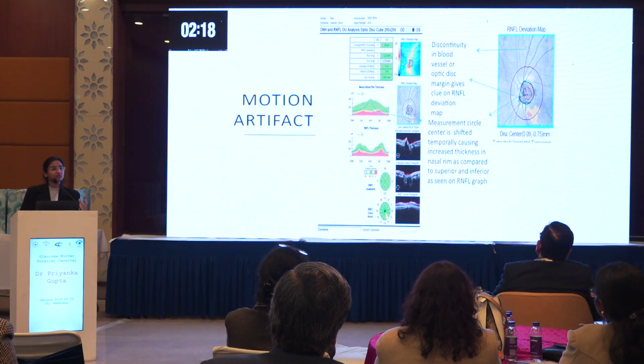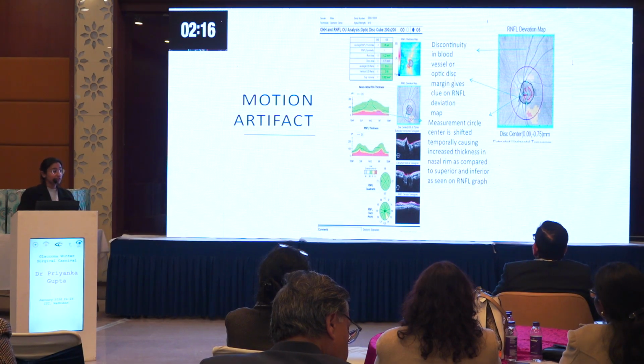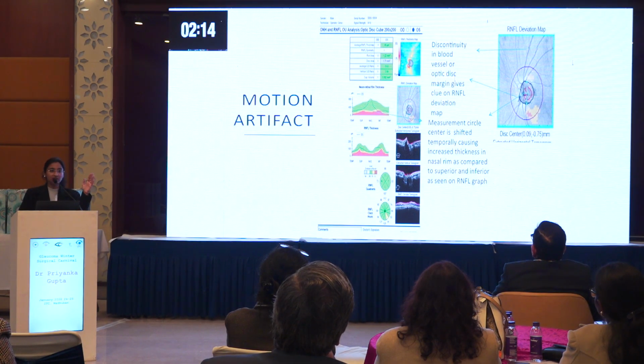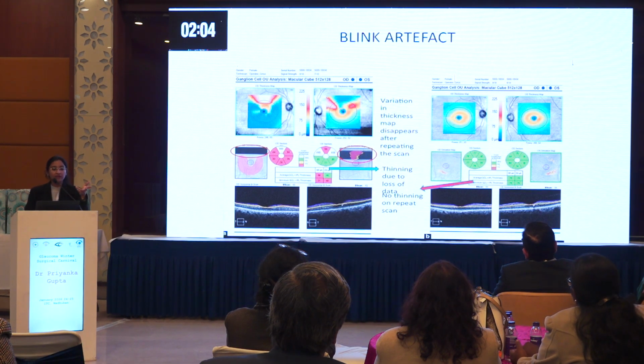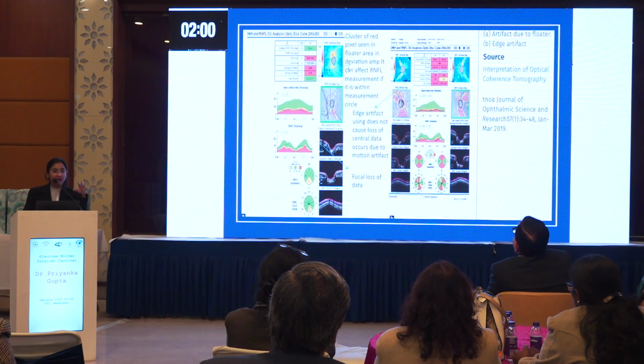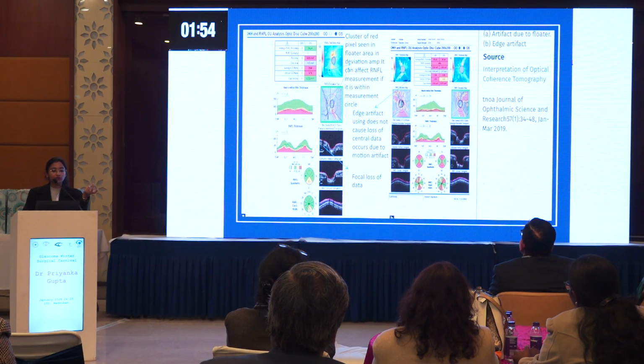Now you have to be cautious about artifacts. For example, if there's a motion artifact, how can you pick up the motion artifacts? The blood vessels, as you can see, are not in a continuous pattern. The optic disc margin, again, is not in a continuous pattern. So you could have a clue that yes, there is a motion artifact, and you have to repeat the scan. Maybe there's a blink effect. The machine was about to take the scan, the patient blinked the eye, and the superior data was lost, and it's flagged as red. Then you can have artifacts due to floaters.